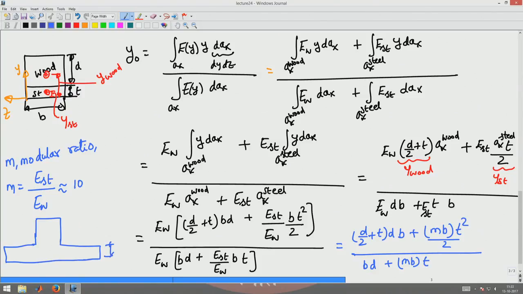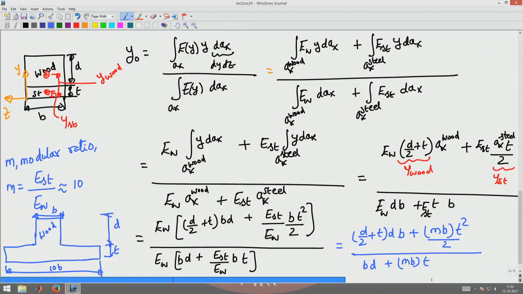This remains as t, this remains as d, this is 10 times b, and that width remains as b. This is an equivalent wood section from this analysis.